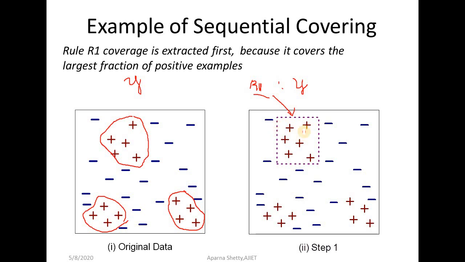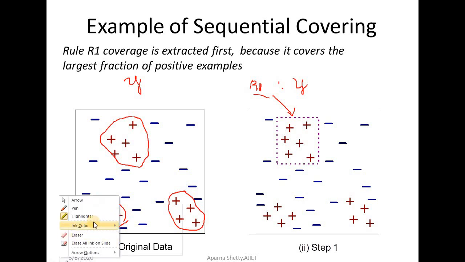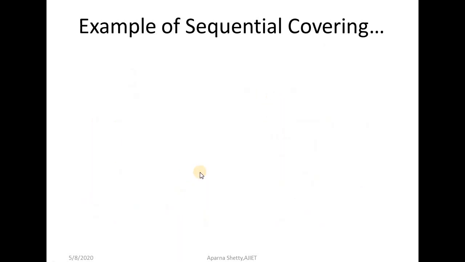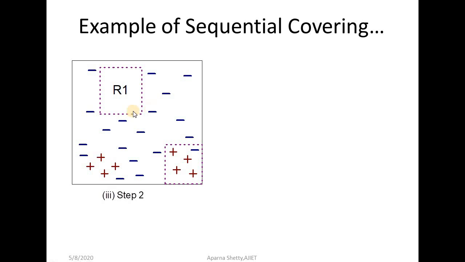Okay, so we will have to remove these records. These are covered by... okay, so these records we will be removing from the data set, because these records are satisfied by rule R1. This is step 1. Next, see over here it is empty, just R1 is shown, telling that the records are removed by R1.